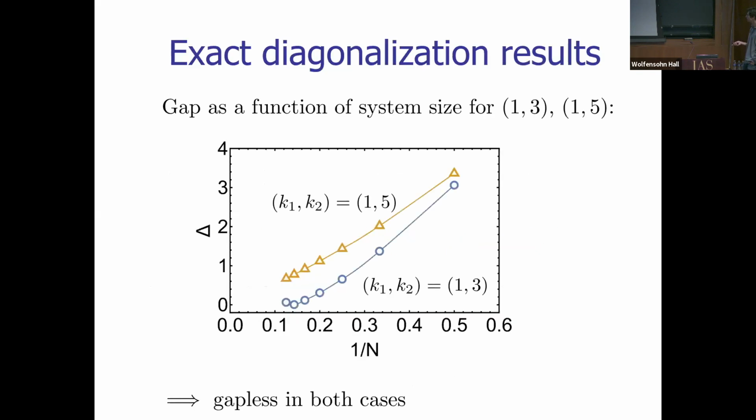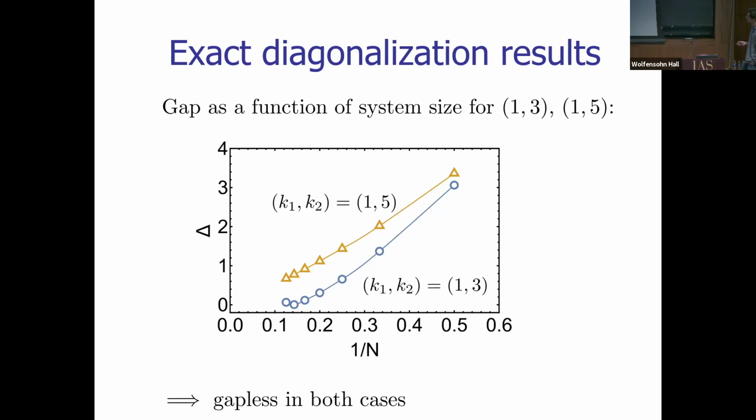I just want to show you one result that we had, where we plotted the energy gap as a function of system size. We did it for two different cases, and both of these are type two theories, so both gaps should be zero. Of course, we can only go up to system sizes of n equals 8, which corresponds to 16 impurities. But you can see, at least for the 1-5 theory, 1/n scaling.